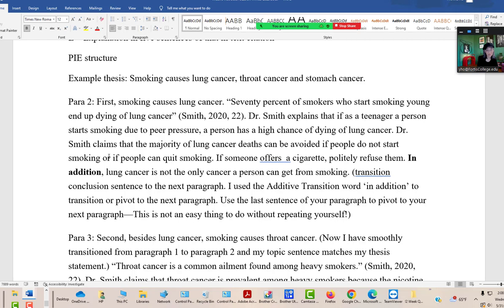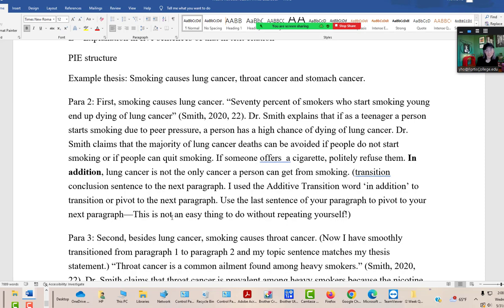In addition, so you notice that instead of "and," I use "in addition." Lung cancer is not the only, okay, here I'm transitioning into my next paragraph. So here my concluding sentence is transitioning to the next paragraph. So in addition, lung cancer is not the only cancer a person can get from smoking. In addition, in other words, a person can also get throat cancer.